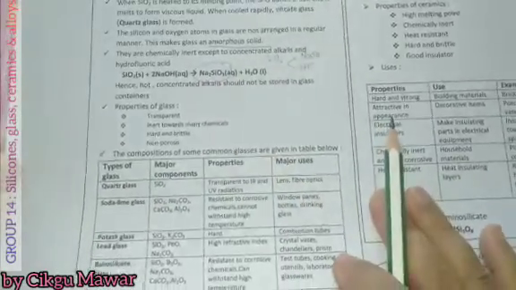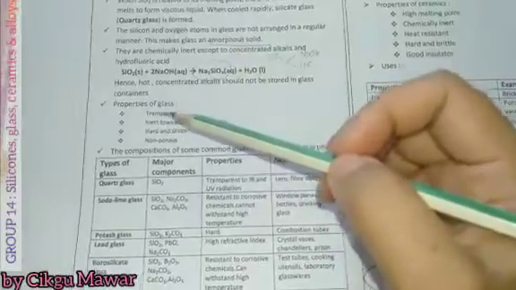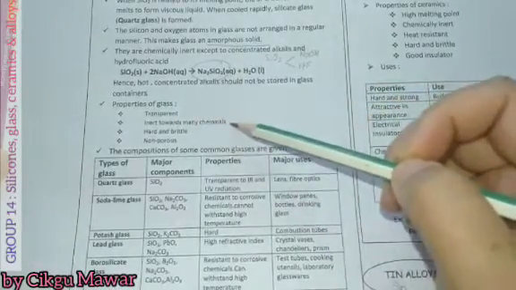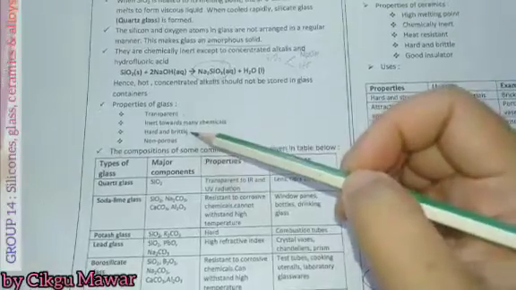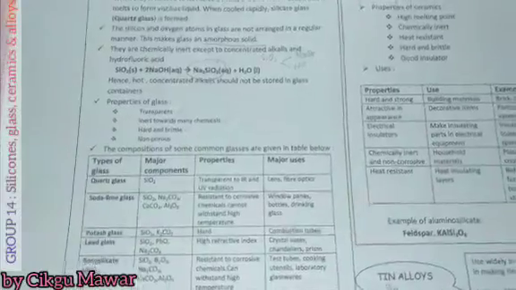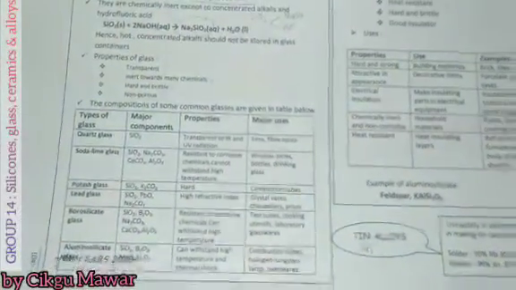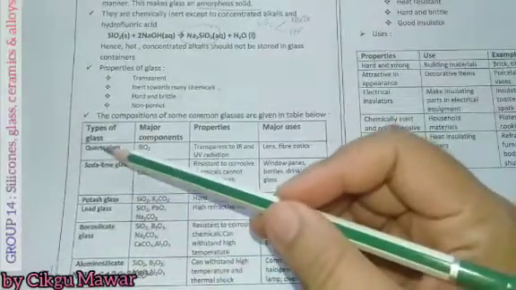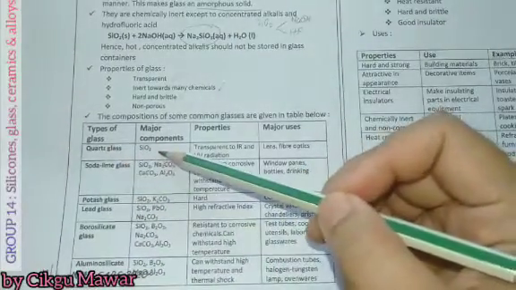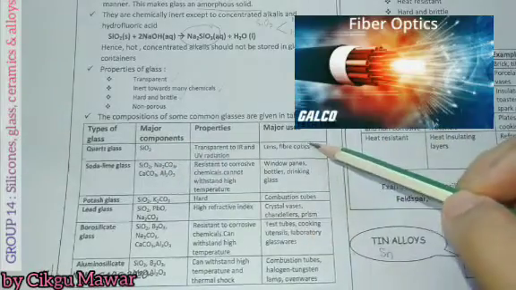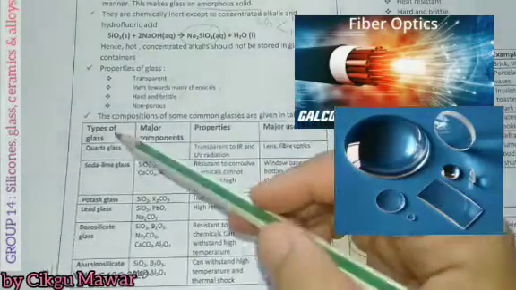Now this is the property of glass. We have transparent, inert towards many chemicals, hard and brittle, and non-porous. Now there are many types of glass. We have quartz, which is pure SiO2. This type we use in fiber optics and in making lenses.